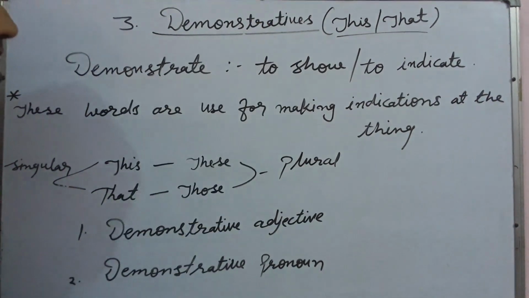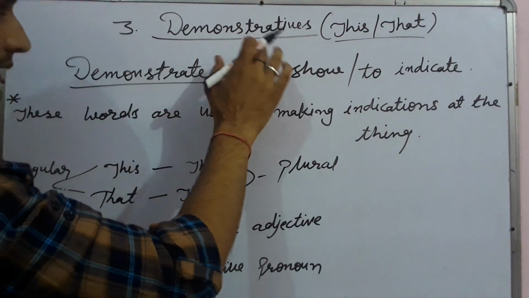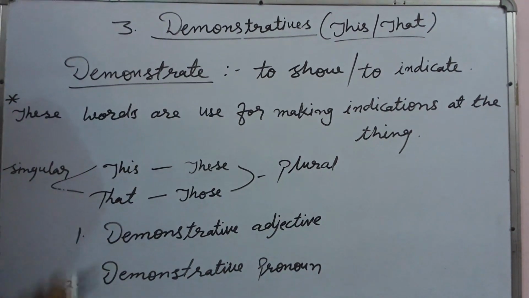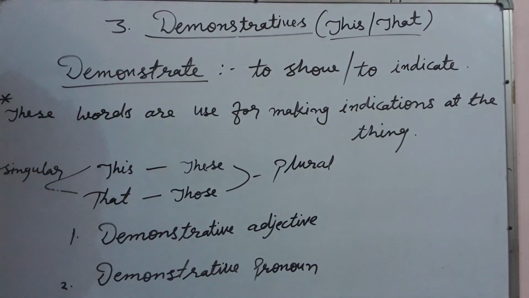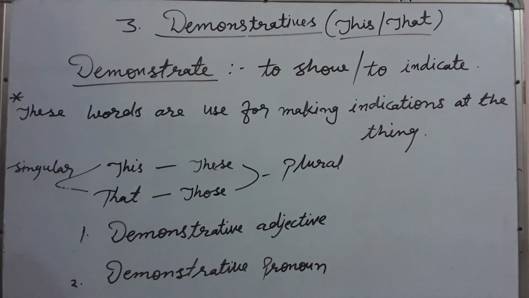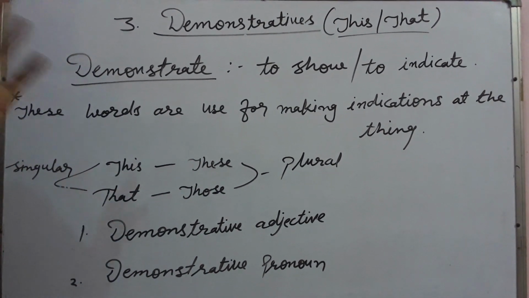Demonstrative word is formed from the word demonstrate. It means to show or to indicate. If we want to show the thing, if we want to make indication to the thing, then we use these two words.